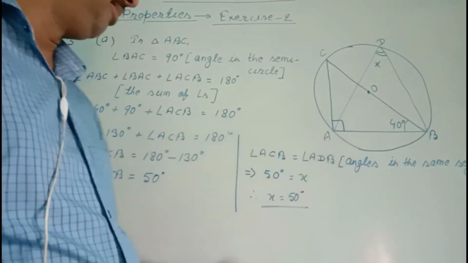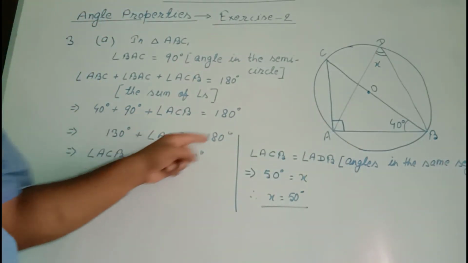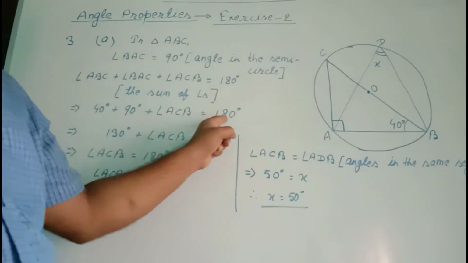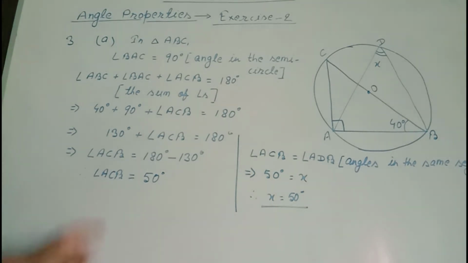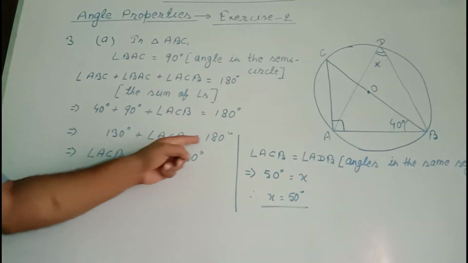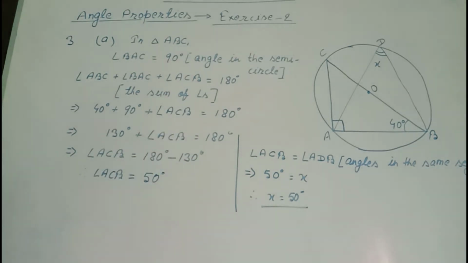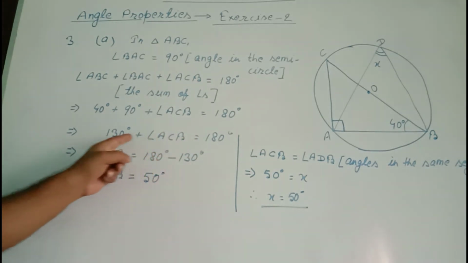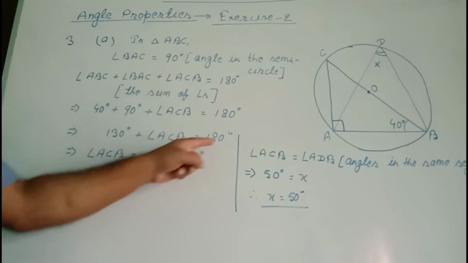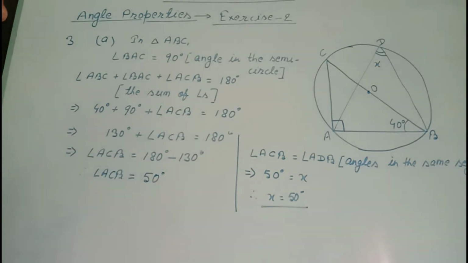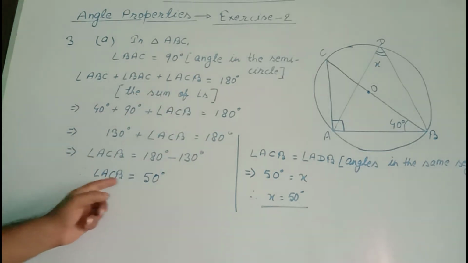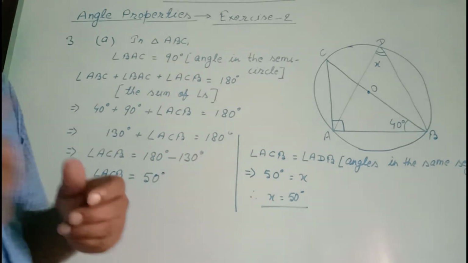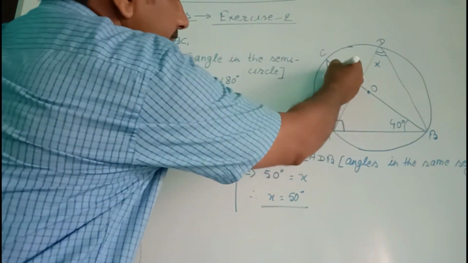These two values we have: 40 plus 90 plus angle ACB equal to 180 degrees. The sum of these two became 130 degrees plus angle ACB equal to 180 degrees. So angle ACB equal to 180 degrees minus 130 degrees by the rule of transposition. Therefore angle ACB equal to 50 degrees. This angle became equal to 50 degrees.